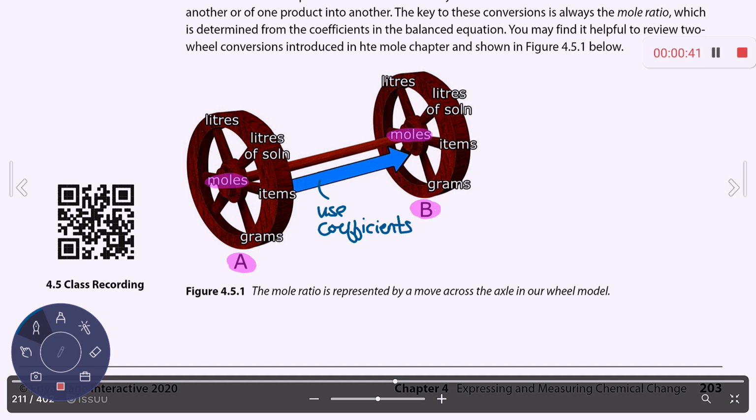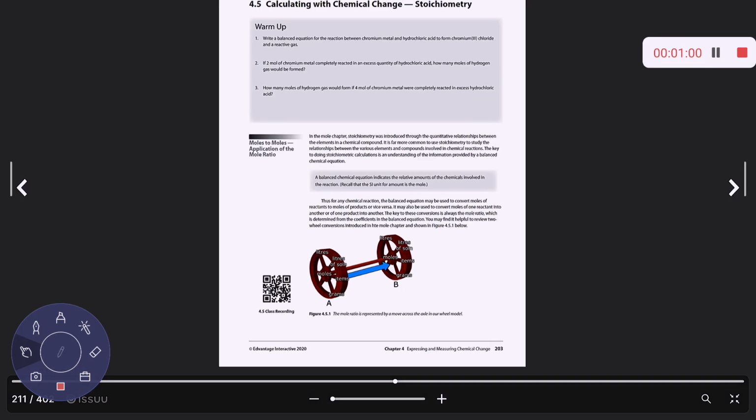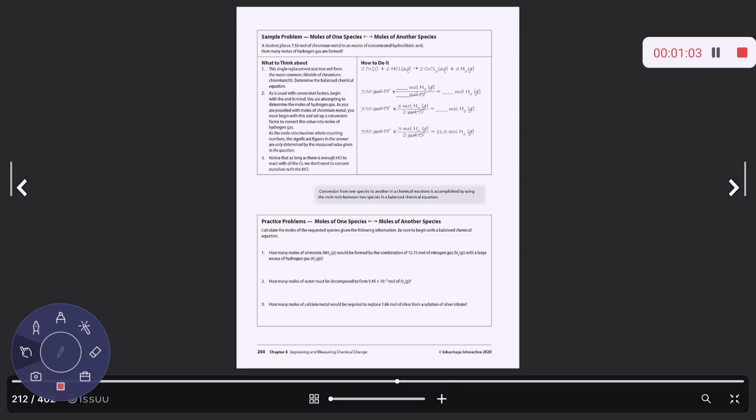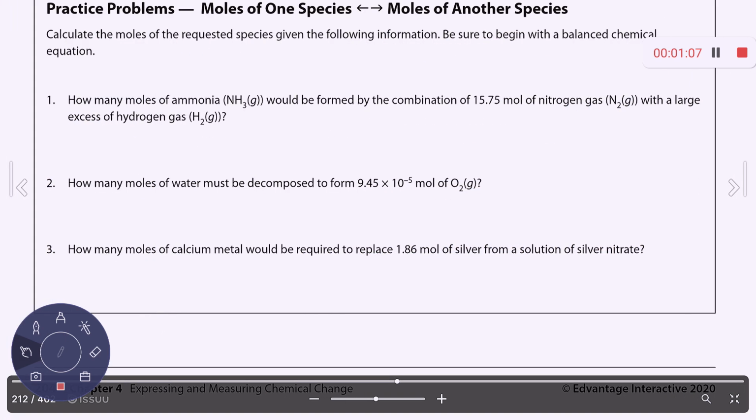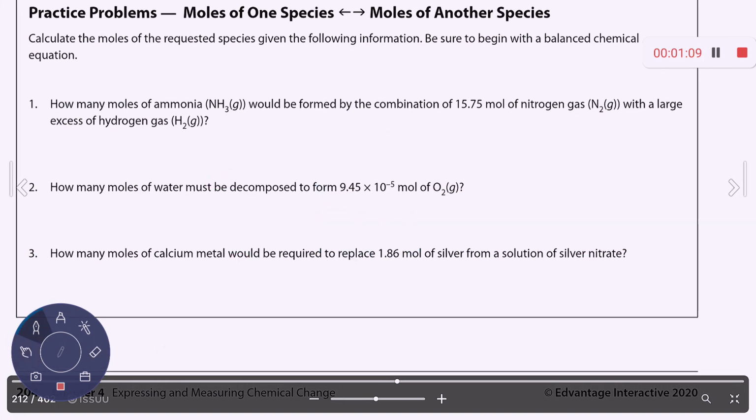And so if you take a look at the next page, when we use coefficients to convert moles of A to moles of B, it's typically called using a mole ratio. So let's turn to the next page. This is really easy to do. I'm going to show you in the first set of practice problems how to apply this, okay? So on the next page, let's go here. Unfortunately, we don't have the balanced chemical equation, but we'll be writing it in. It won't take us that long.